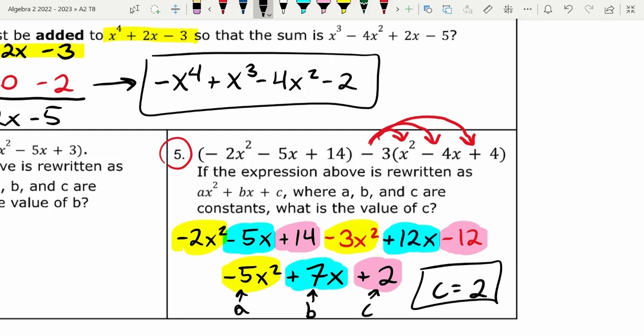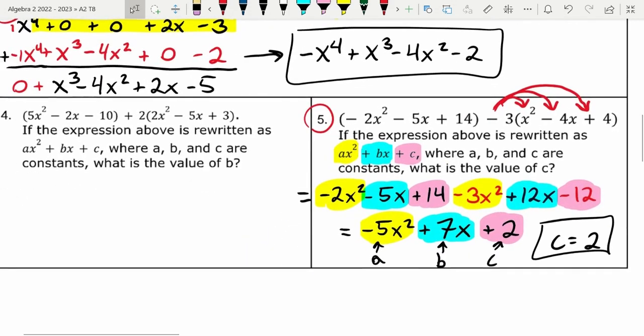Okay, so it's just about simplifying your answer and getting something that looks like ax squared plus bx plus c. And we did that, and with all the color coding here, hopefully this all makes sense. Alrighty, make sure to read number 4 carefully. It's looking for the value of b in that equation.